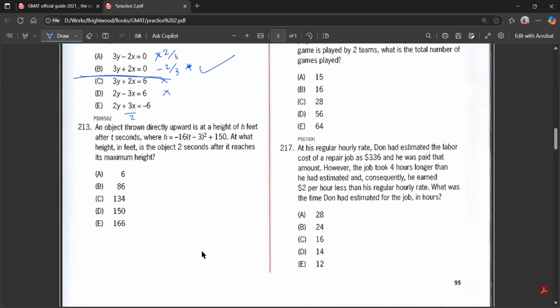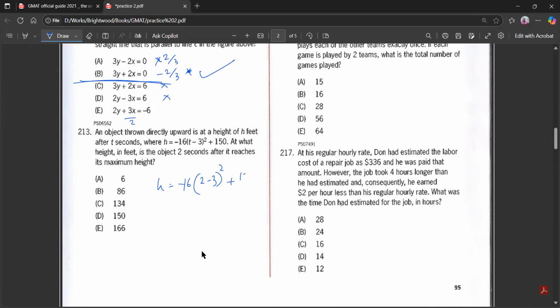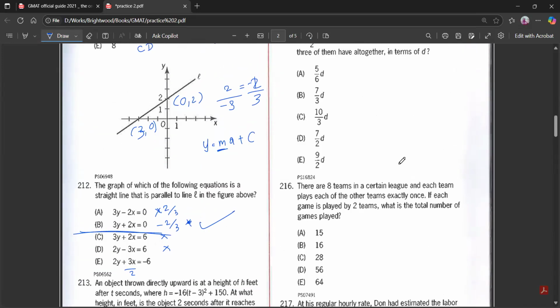And next, an object is thrown directly upward, with height h feet after t seconds, where h equals this. At what height in feet is the object 2 seconds after it reaches the maximum height? 2 seconds after maximum height. You can substitute t as 2. 2 minus 3 squared plus 150 minus 60 minus 150. It's what? 134. You can substitute t as 2.